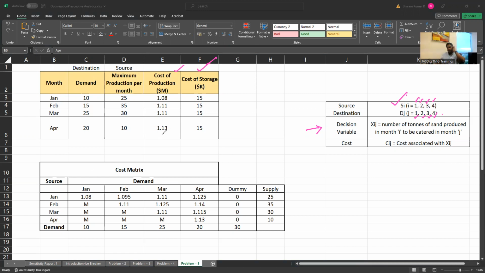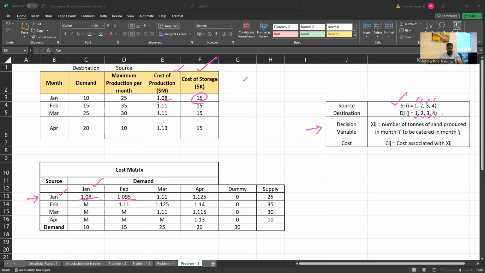This production planning business problem, we have tried to formulate it as a network related problem to solve it. So you have Jan, Feb, March, April. And if you produce in month one and consume in month one, then the cost is 1.08. You're not going to store anything. However, if you produce in month one, and if you were to store it and use it in the month of Feb, then there'd be a storage cost extra.